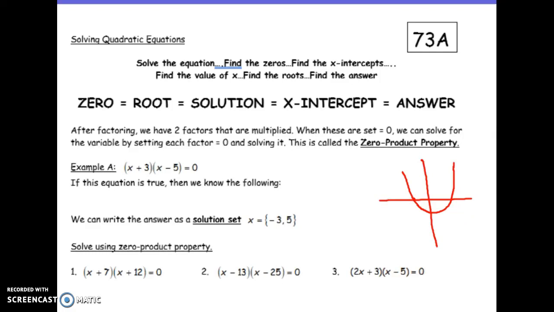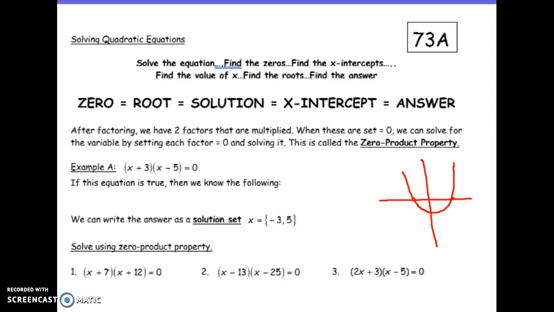Hey guys, today we're going to learn how to solve quadratic equations. Anytime you have a question involving a quadratic equation, the question may ask to find the zero, the root, the solution, the x-intercept, or the answer. It all means the same thing. We're finding where the parabola crosses the x-axis.